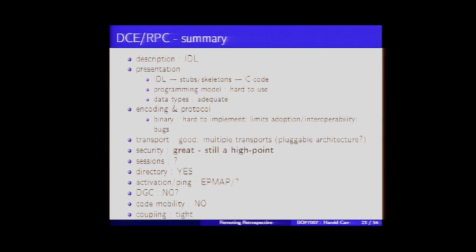Then the data types you could send were basically what you could describe in C. They encoded it in a binary type, which unfortunately, if you want adoption, you really don't want to define a binary protocol. It's pretty much proven by experience that for adoption, you want a human-readable protocol. I mean, email was really successful way before HTTP was around, and it was a human-readable protocol. And HTTP was very smart because it did the same thing. Their transport is good because it has a lot of them. Security is great in DCE. It's still a high point.